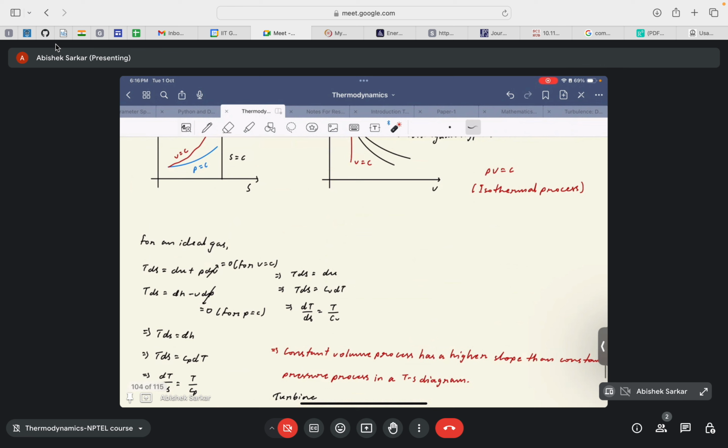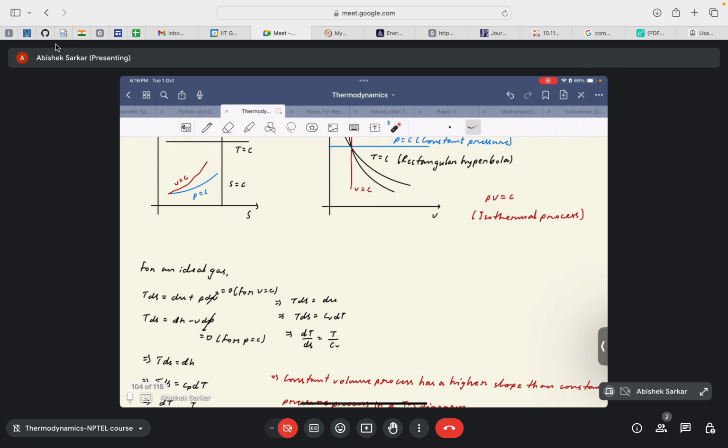For an ideal gas, we know that TdS is equal to du plus PdV. It's one of the thermodynamic property relations, or the Gibbs equation. Now for a constant volume process, we'll see that dV would be equal to 0, then TdS would become equal to du. TdS would be equal to du. Now du can be written as Cv into dT for an ideal gas, and similarly TdS would be equal to Cv into dT.